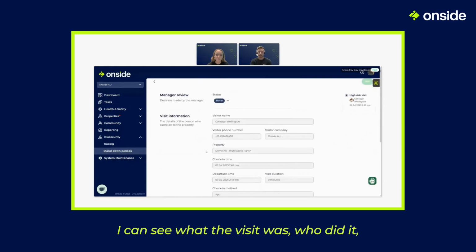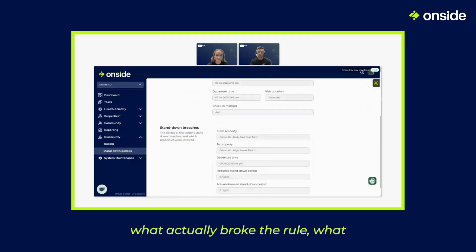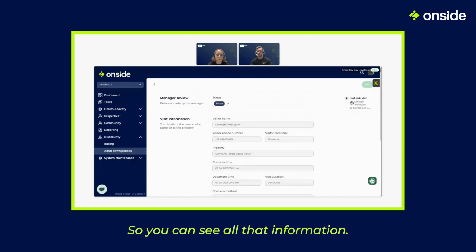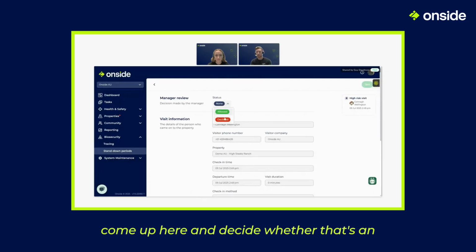I can see what the visit was, who did it, what actually broke the rule, what rule was broken. He needed 3 night stand down. He didn't observe any nights. So you can see all that information. And then if you're a person of authority to be able to do it, you can actually come up here and decide whether that's an allowed or declined visit.